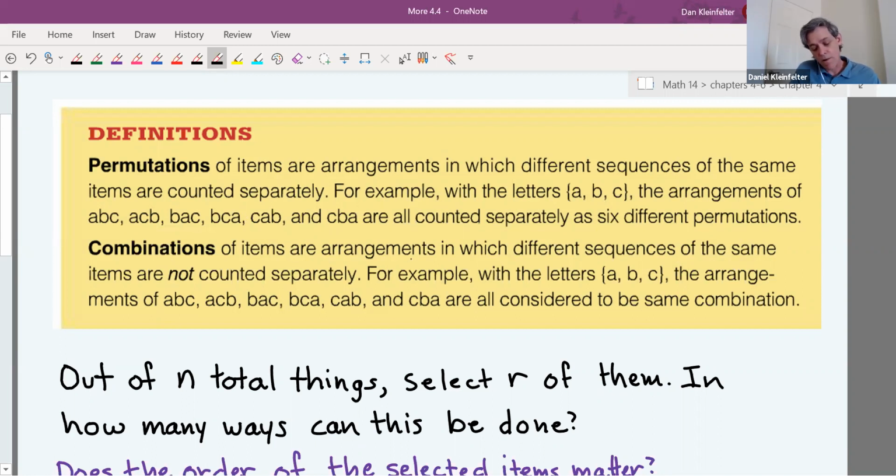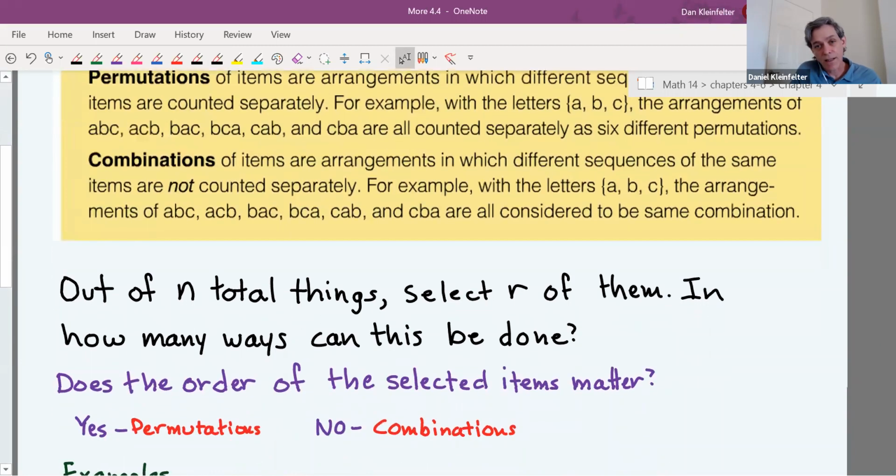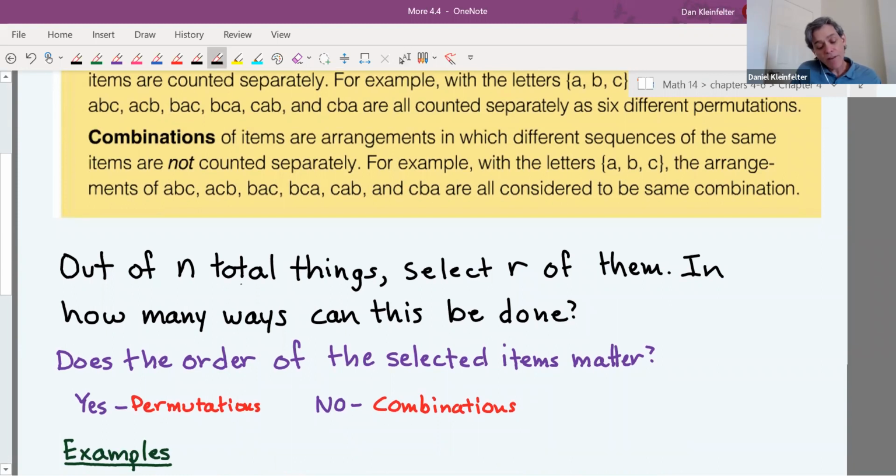Combinations of items are arrangements in which different sequences of the same items are not counted separately. For example, with the same 3 letters, these arrangements ABC, ACB, and so forth would be considered the same combination. So the big difference between permutations and combinations is that for permutations, the order matters. For combinations, the order does not matter. But in each case, we're still taking a selection of some items and counting the number of ways of ordering those selections.